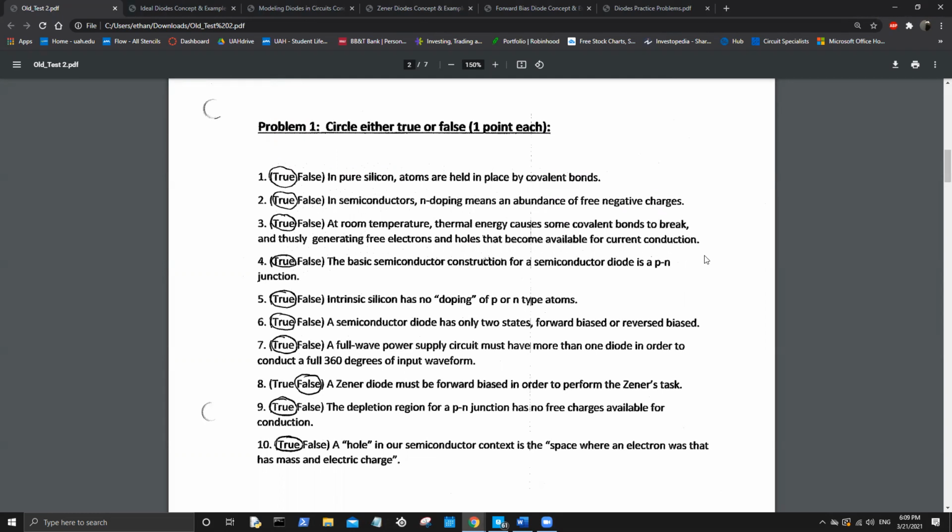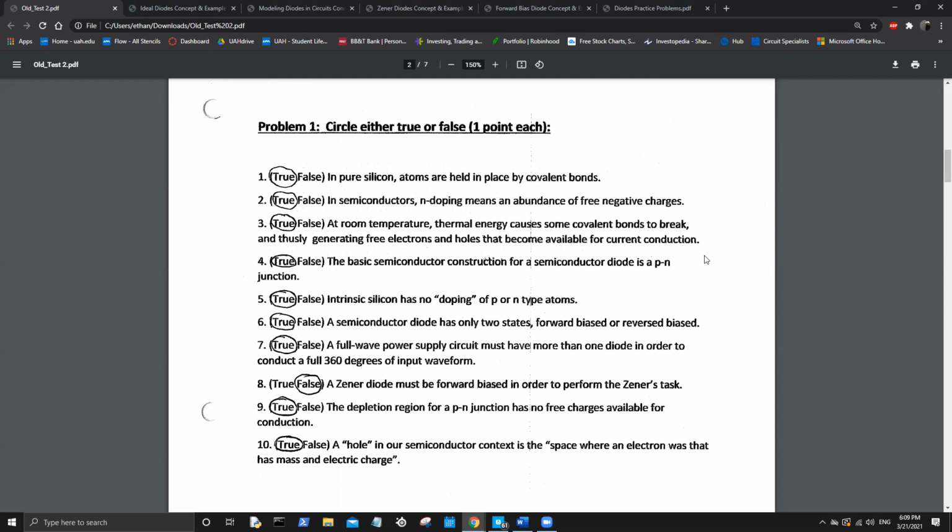Number 2, true, false: in semiconductors, N doping means an abundance of free negative charges. Correct. N for negative, P for positive. P type has positive charges, aka holes. N type has negative charges, aka electrons. Those are your majority charge carriers. So yes, this is true for semiconductors. N doping means negative free charges.